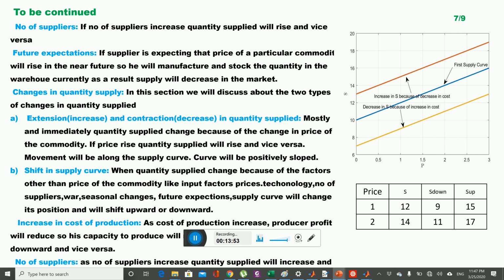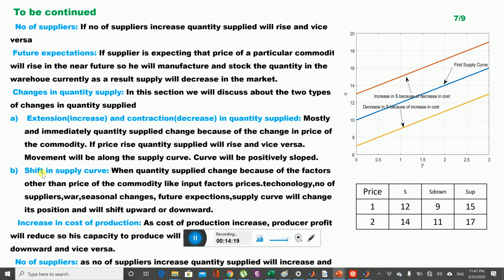Mostly and immediately, quantity supplied changes because of the change in price of the particular commodity. If the price increases, quantity supplied will increase because the profit margin is high, but if the price decreases, quantity supplied will decrease. Movement is along the supply curve, supply table and supply curve will remain the same.